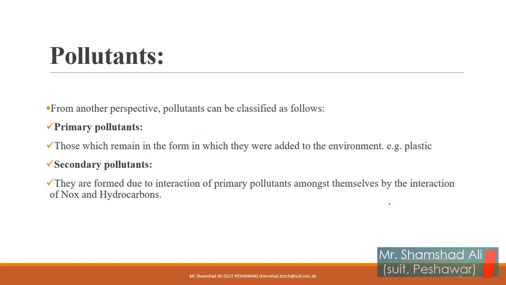From another perspective, pollutants can be classified as primary pollutants and secondary pollutants. Primary pollutants are those which remain in the form in which they were added to the environment. For example, plastic. It may change its form due to heating. If you heat it up or burn it, it can cause some physical changes. But plastic is a pollutant which remains in the same form in which it was added to the environment.